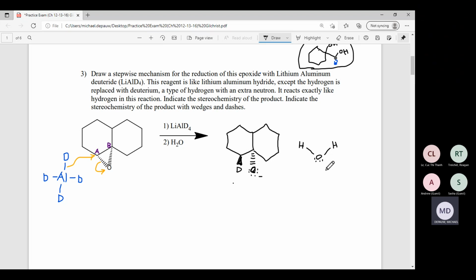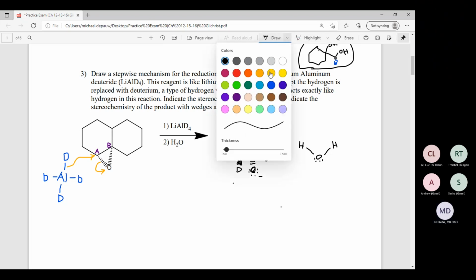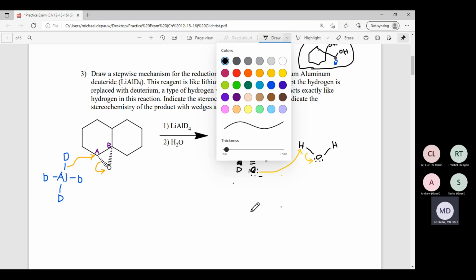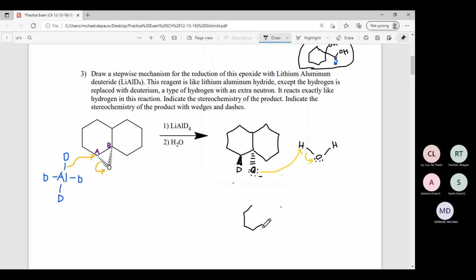Okay. All right, so here's the deal. And actually, I just have to make sure nobody else is waiting in the wings to kind of get in. Okay, good. All right. So yeah, at this point, all you're going to do is you're going to protonate. Let's see. Use my other color. Protonate this oxygen. And there's your mechanism. And you get your final answer. Any questions on that? That was pretty straightforward.